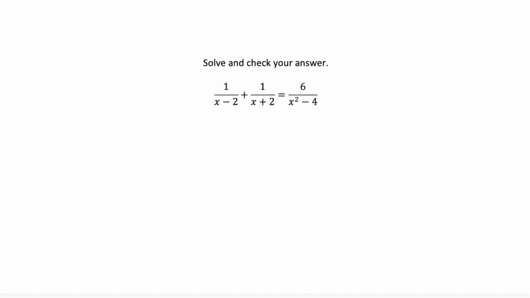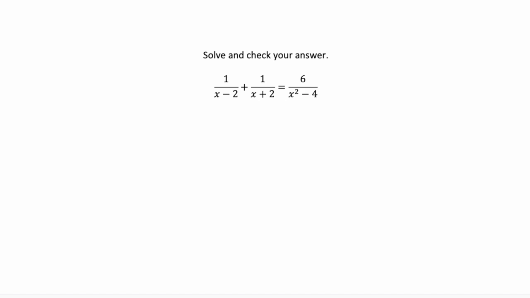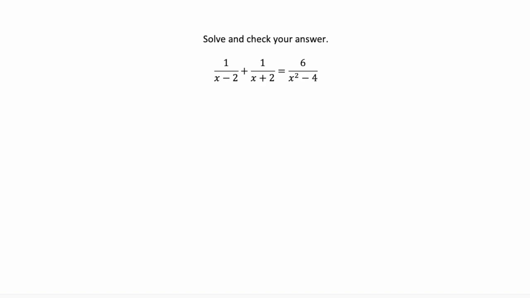Today we're going to look at how to solve a rational equation, and then we're going to check our answer. When you're solving a rational equation, remember it's just fractions, and in order to add or subtract fractions, they have to have a common denominator. And most of these rational expressions are going to have either a binomial or a polynomial of some sort.